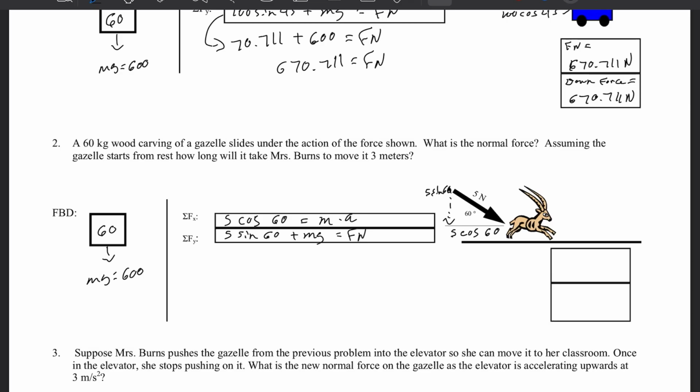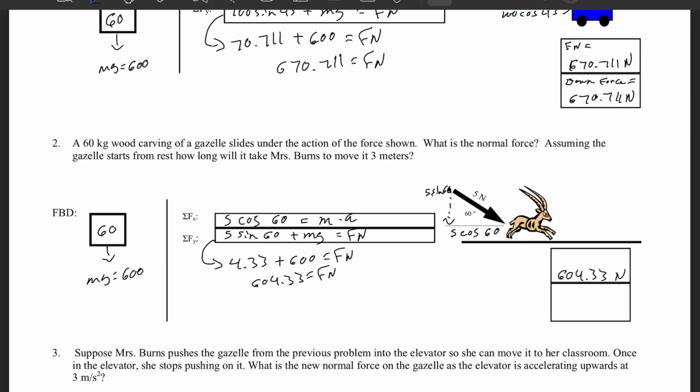Let's take the second equation first, and we can say 5 sine 60 is equal to 4.33 plus mg is force normal. So 604.33 is force normal. That takes care of the first question, assuming the gazelle starts from rest, so V naught would be 0. How long will it take Ms. Burns to move 3 meters?